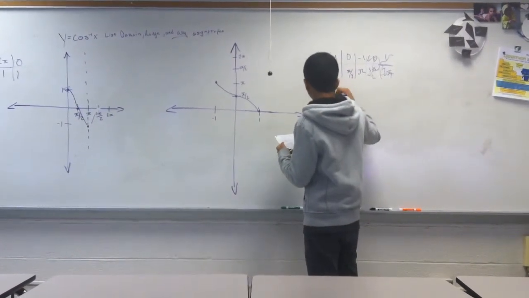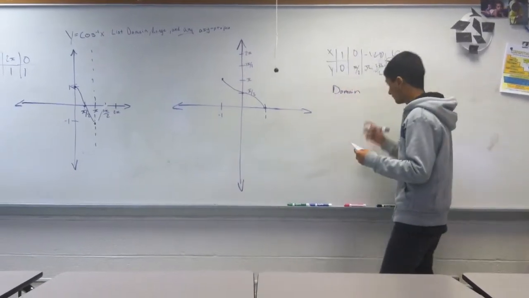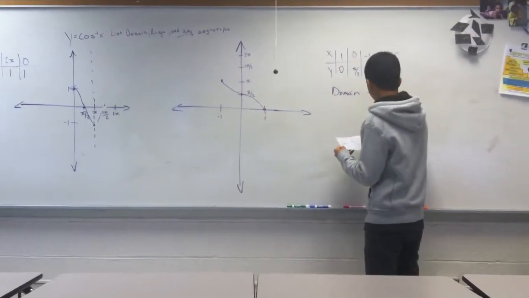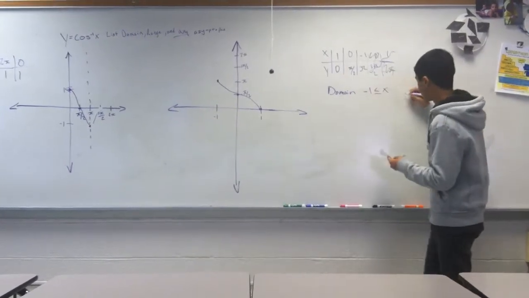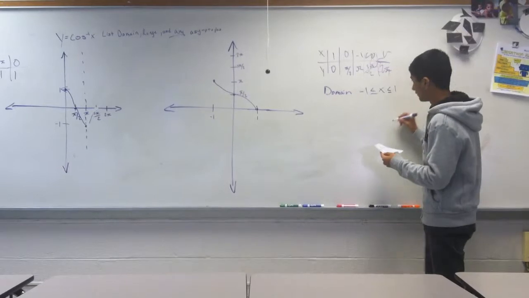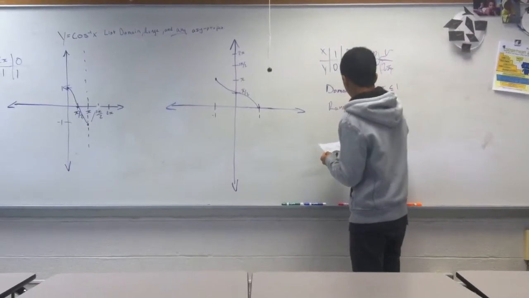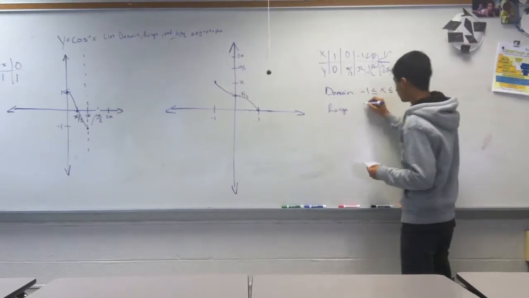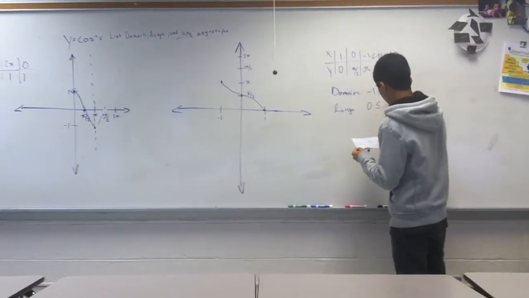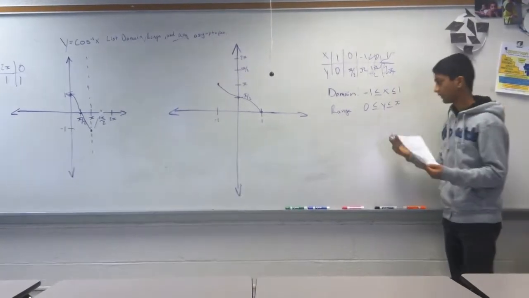And the domain of this function is negative 1 less than or equal to x, and x less than or equal to 1. Then the range would be 0 to pi, and that's it.